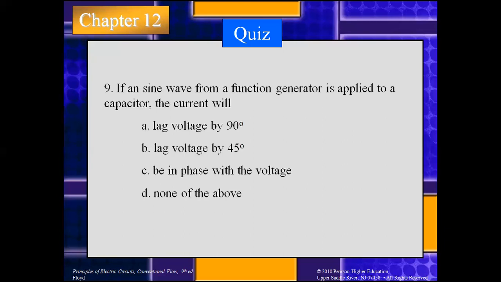Next question: if a sine wave from a function generator is applied to a capacitor, the current will, first option, lag voltage by 90 degrees, lag voltage by 45 degrees, be in phase with the voltage, and last, none of the above. So if a sine wave from a function generator is applied to a capacitor, the current will be, okay, none of the above. No correct answer is given in these options. It is lagging behind.